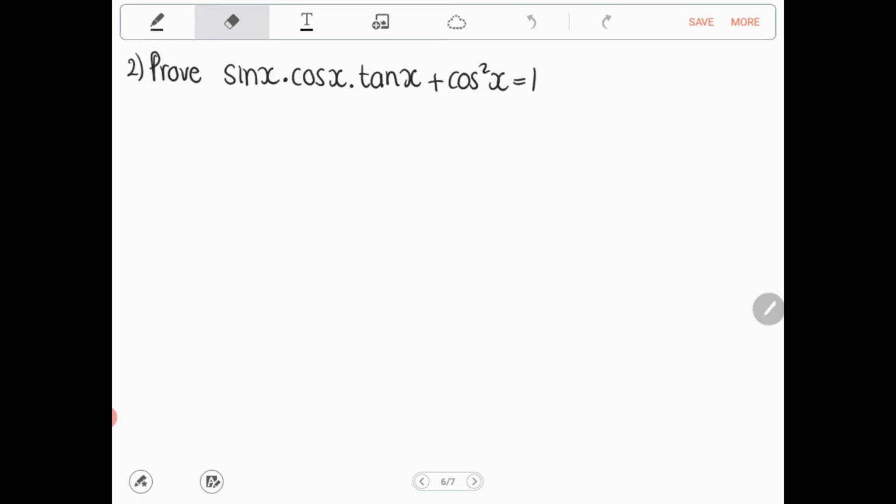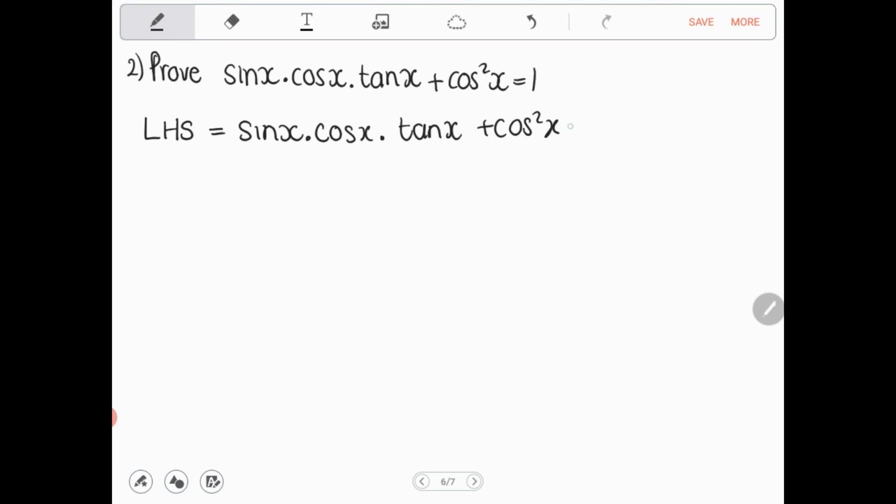Okay, here's another one. All right, so where do we start? We start with the more complex side, and more complex side would be the left-hand side. So we start with the left-hand side, and what does the left-hand side look like? It looks like this. Okay, so left-hand side, more complex, start there.